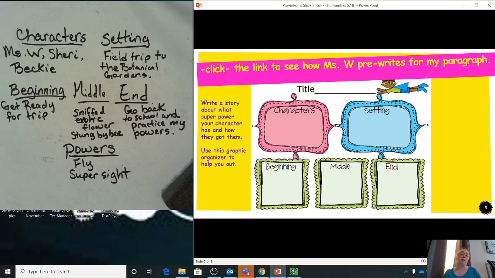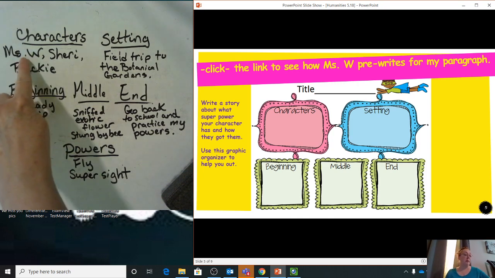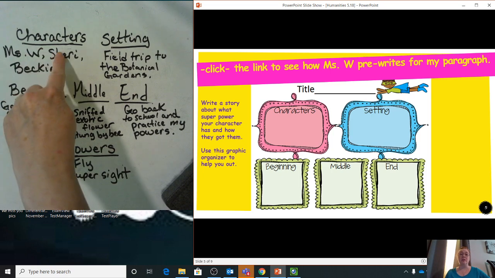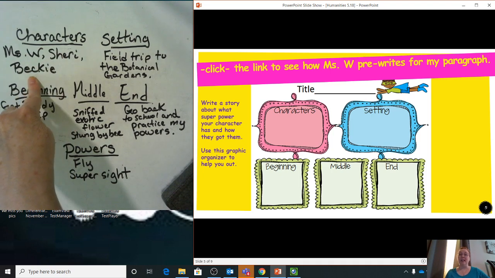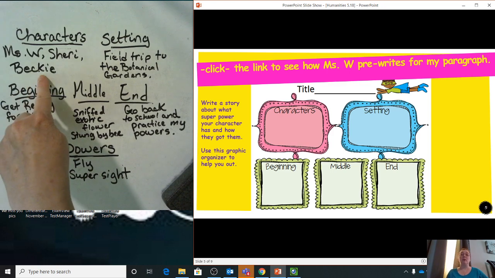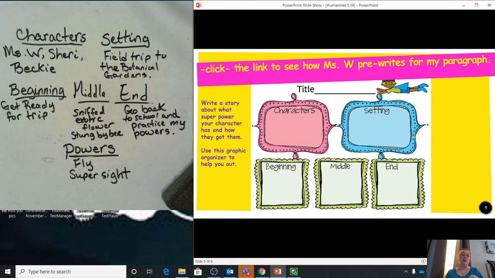So first things first, we need to have a list of characters. What characters am I going to have in my story? So I'm going to have Miss W, Sherry, and Becky. Those are my characters that I'm going to have in my story. And if you want to pause the video to write down your characters, you can do that, or you can watch the whole thing all at once.